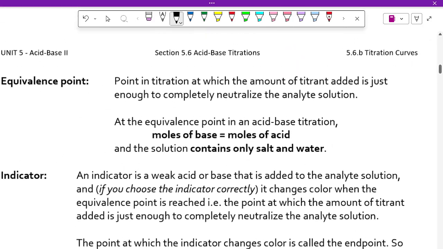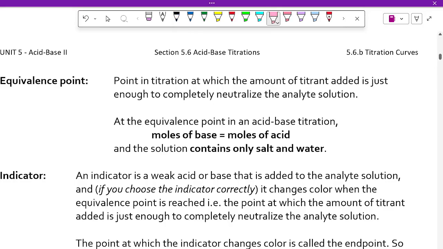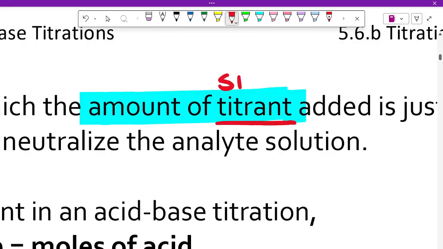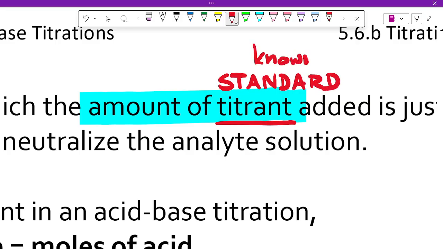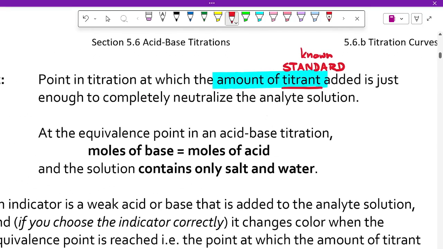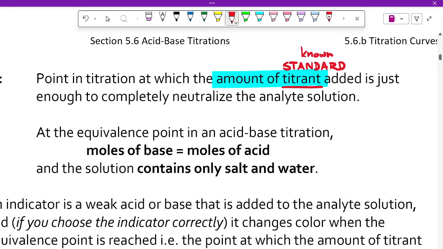The equivalence point, the point in the titration in which the amount of the titrant, what's the other word for titrant? Standard. Is that our known or our unknown? That's our known. It's the point at which the amount of titrant added is just enough to completely neutralize the analyte solution.